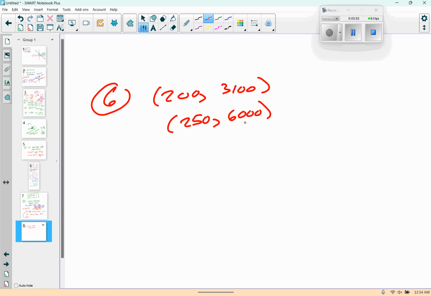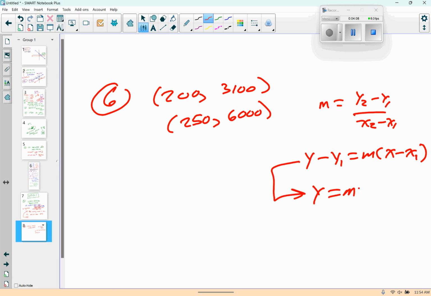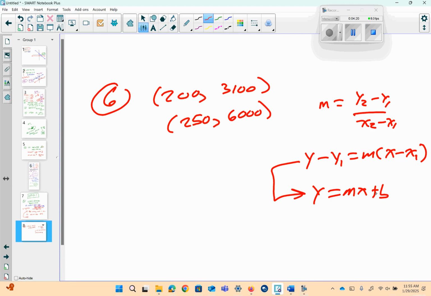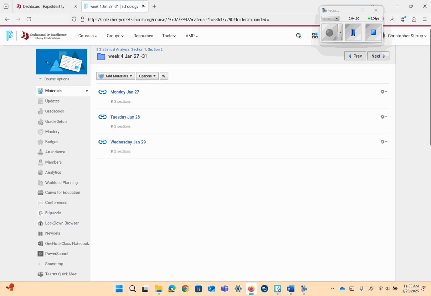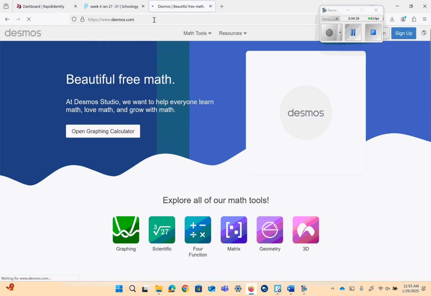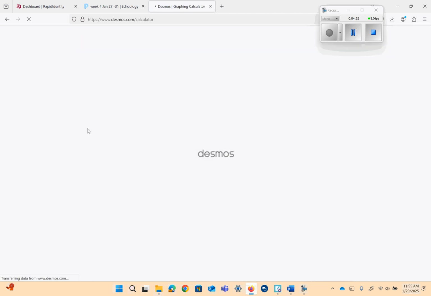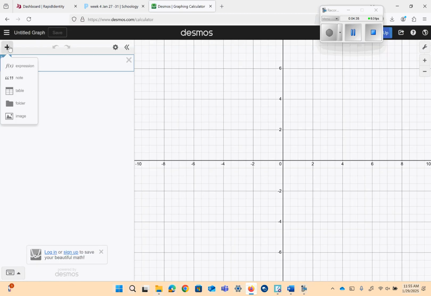Okay. So you could say, let's find the slope, and then we can use point slope, and then you can convert this into y equals mx plus b. But what fun is that when we have decimals? All right, so let's make this work with Desmos. I have 2 points: 200, 3,100 and 250, 6,000. Go to the graphing calculator. Again, I'm not expecting you to be pros at this. I'm just showing you how this works.